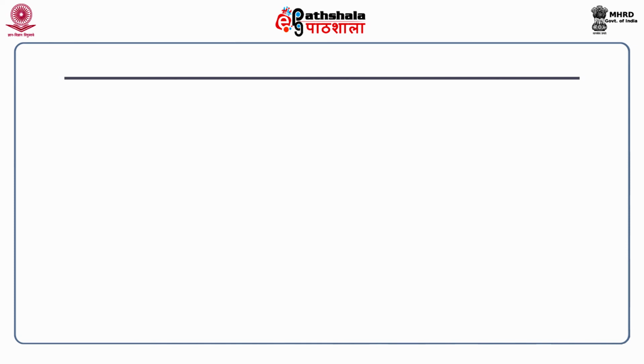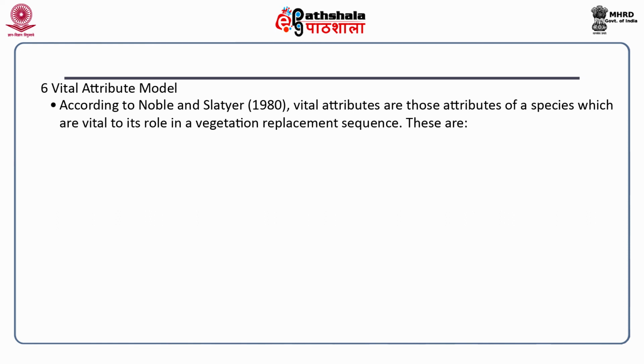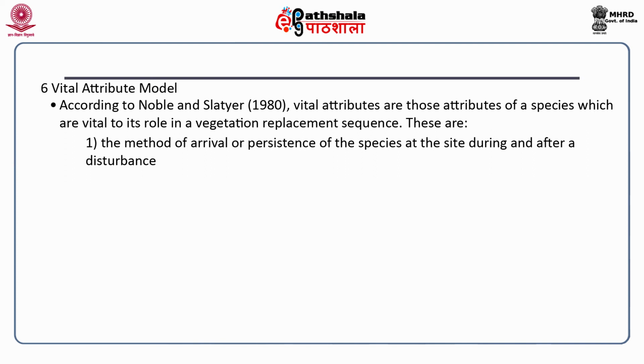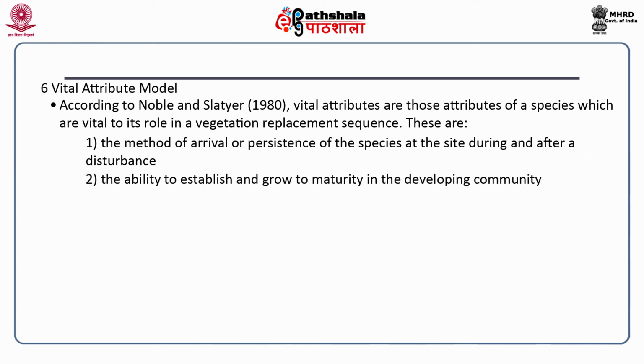Another model of ecological succession is the vital attribute model. According to Noble and Slatyer 1980, vital attributes are those attributes of a species which are vital to its role in a vegetation replacement sequence. And these are the method of arrival or persistence of the species at the site during and after disturbance, the ability to establish and grow to maturity in the developing community, the time taken for the species to reach critical life stages.